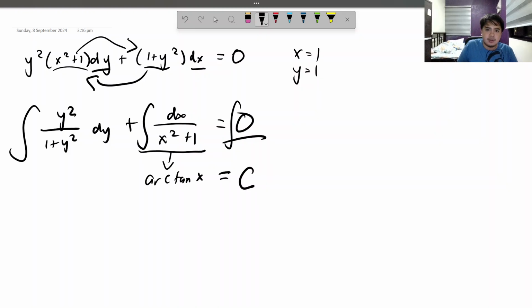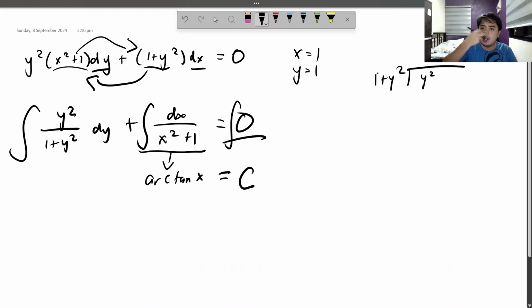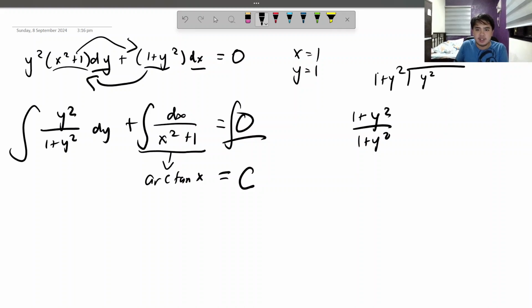You can use division here. So 1 plus y squared and y squared here. Then you can use long division. But I'm not a fan of that. I'm a fan of this. What if we add 1 here? 1 plus y squared over 1 plus y squared. It would be nice, isn't it? Because this is just 1. You can just divide that and it's done.